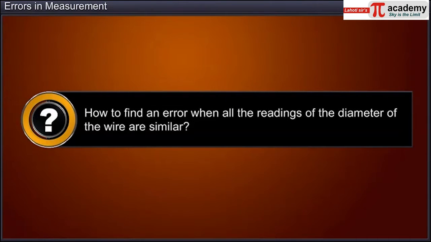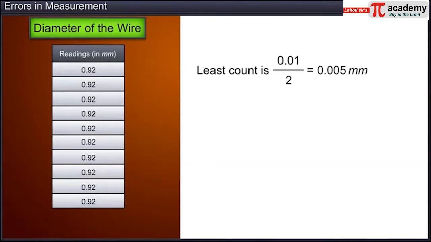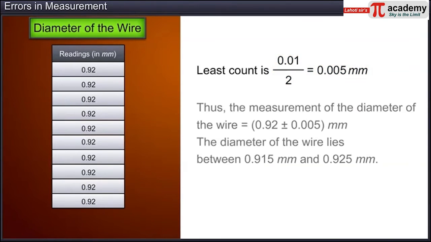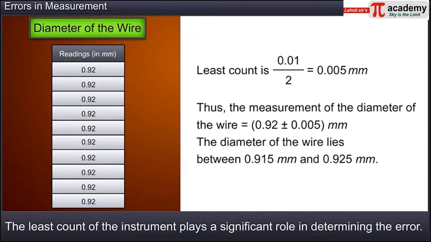Let us now see how to find the error when all the readings of the diameter of the wire are similar. To determine the error, we use an instrument that has a least count that is half or less than that of a screw gauge. The error would be reduced drastically to 0.005 mm, thus increasing the reliability of the measurement. Therefore, we can say that the least count of the instrument plays a significant role in determining the error.